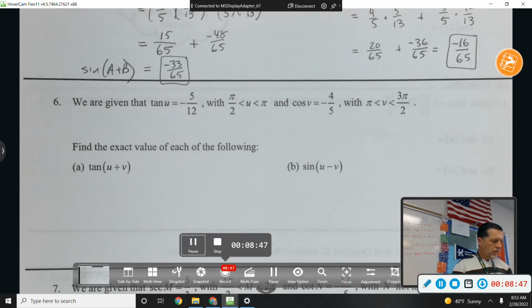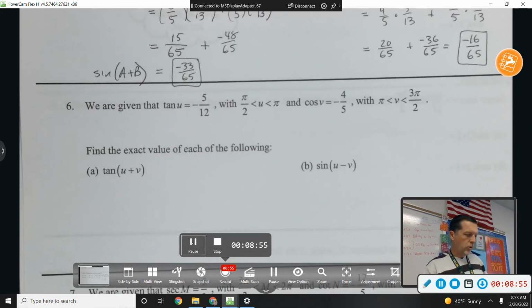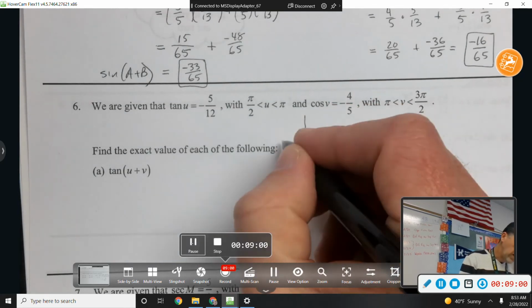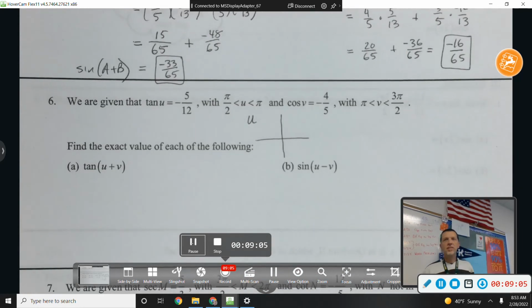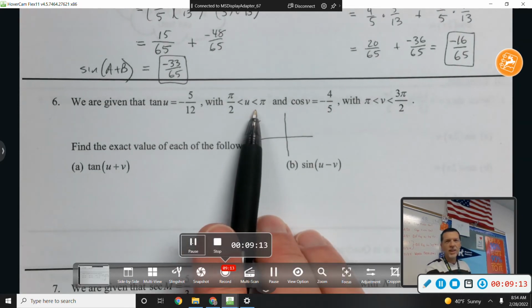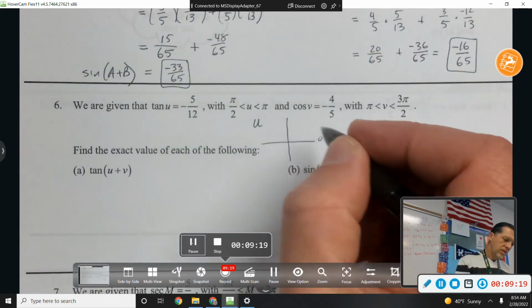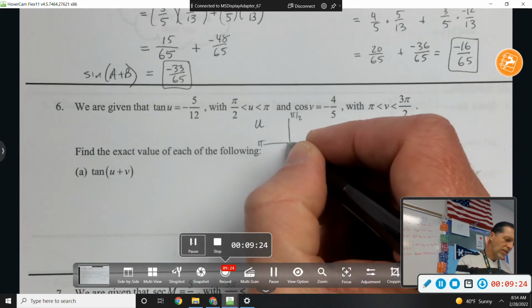Number 6, we're given that, so it's a little bit different information. Given that tangent of u equals -5/12, where u is between pi/2 and pi. So now we're going to have to do u and v. Yeah. So it's the same type thing. What quadrant am I drawing that in if u is between pi/2 and pi? 0, pi/2, pi, 3 pi/2. So yes, let's draw that in quadrant 2.